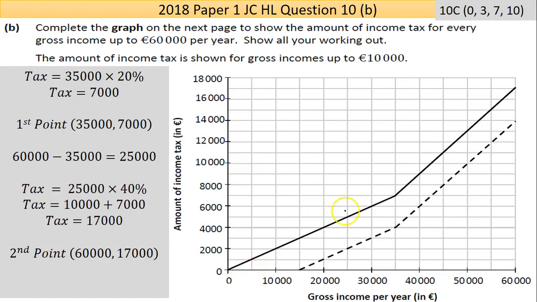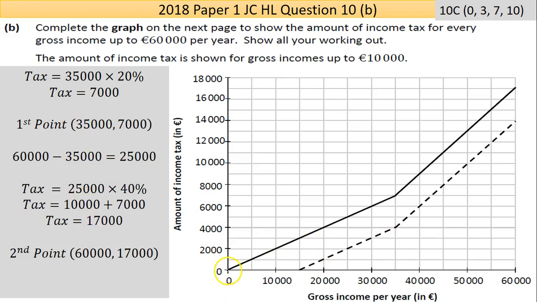Let's go straight to the answer. You have your straight line as far as the 35,000, that's corresponding to the 7,000, and then it goes up faster because you're paying still the 7,000, but you're paying 40% on the excess, the extra, and it's going up. Now I've worked out 2 points, just in the calculations here.